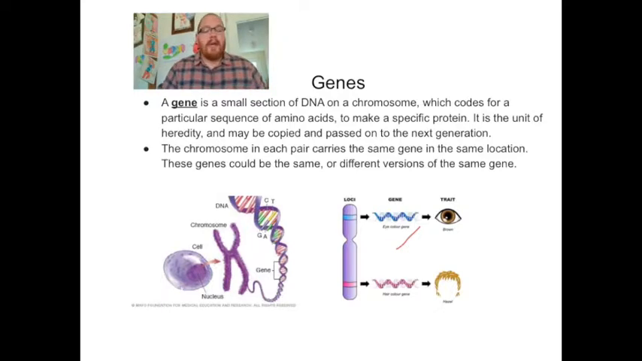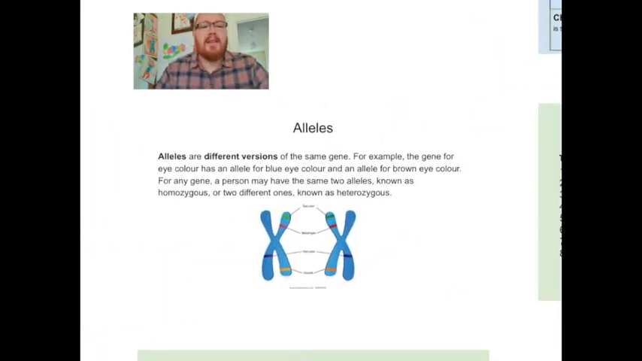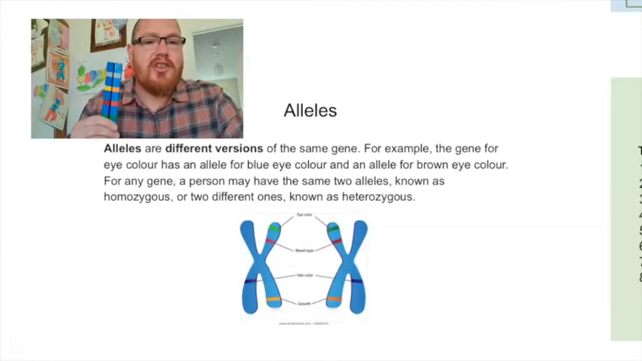And in each cell we carry these, except for red blood cells and a couple of others, okay? There's always going to be that genetic code to tell your body what to do, how to make it. Chromosomes in each pair are carried in the same location. The genes can be different or the same. Now this next word is the word I struggled with for ages, and it's called an allele. The allele, which is pretty much the same as saying a gene.